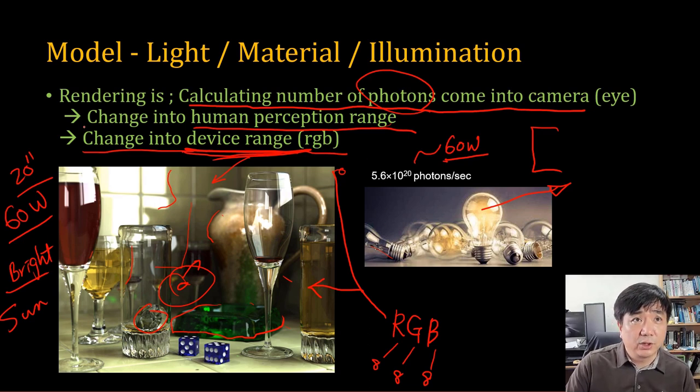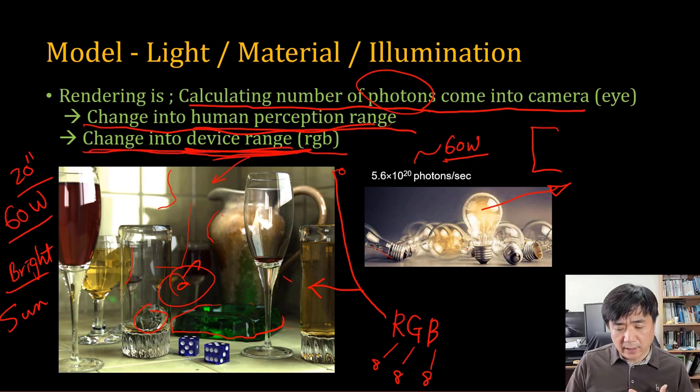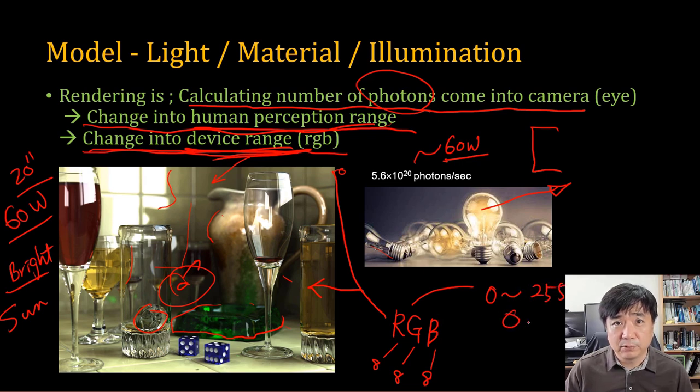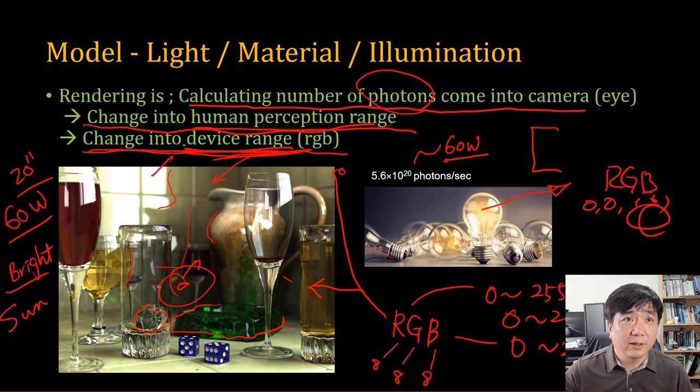So we need to change into our human perception range, and then change into the device range. Finally, we just set the values so that red is from 0 to 255, green is from 0 to 255, and blue is from 0 to 255. This area is RGB 0, 0, 0. Maybe this white area will be 1.0, 1.0, 1.0, but internally it will be changed into 255. That's all we can express in computer graphics. We can express only RGB colors.